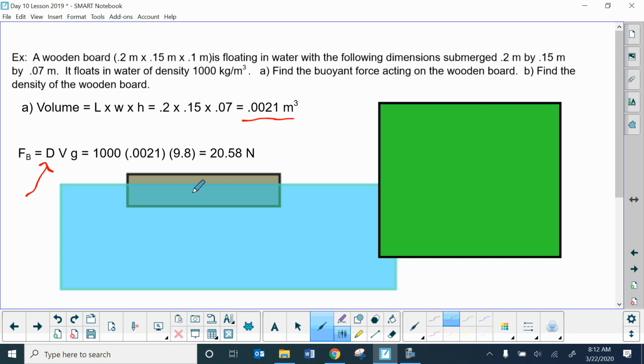So obviously the gravity force is going down, and the buoyant force is going up. And if it's just floating at the top, that means that these two are equal.